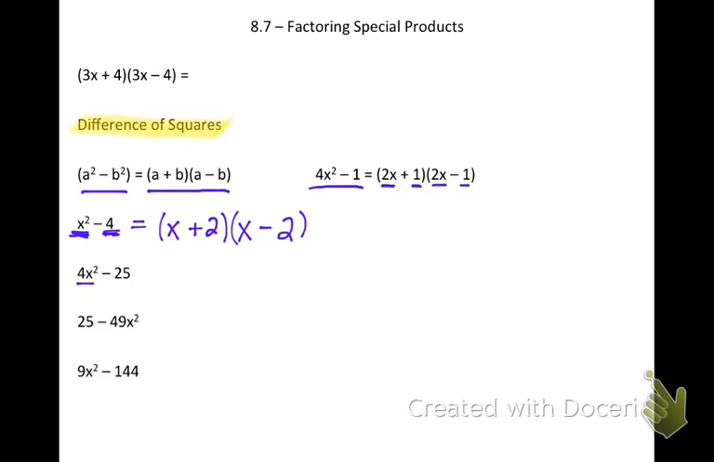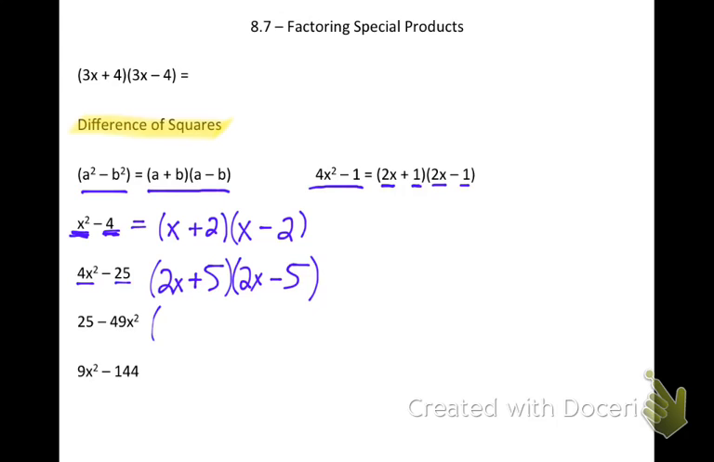Here, same thing, 4x squared. I can take the square root of 4, can take the square root of x squared. Can I take the square root of 25? Yes. Subtraction sign in between. And so then again, I can go ahead and do two parentheses, one with a plus sign, one with a minus sign. The square root of 4x squared is 2x. Again, my first term always goes in my first spot, and then 5 is my second.